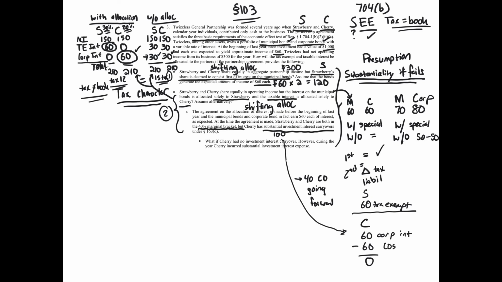Without, we'd have $12 of tax because Strawberry would be subject to 30 of the corporate interest that would be allocated, right? 50-50. 30 of that. We break that 30-30 and it will be subject to a 40% tax rate, which is $12, and Cherry would have no tax because you'd have tax exempt and then offsets of carryovers. So that would create a change in tax liability. So the allocation does lower it. It does indeed lower it.